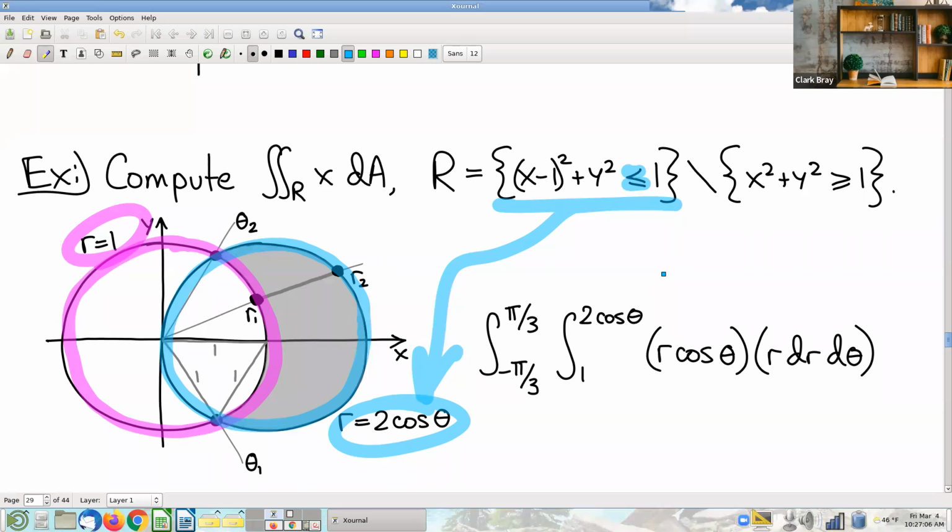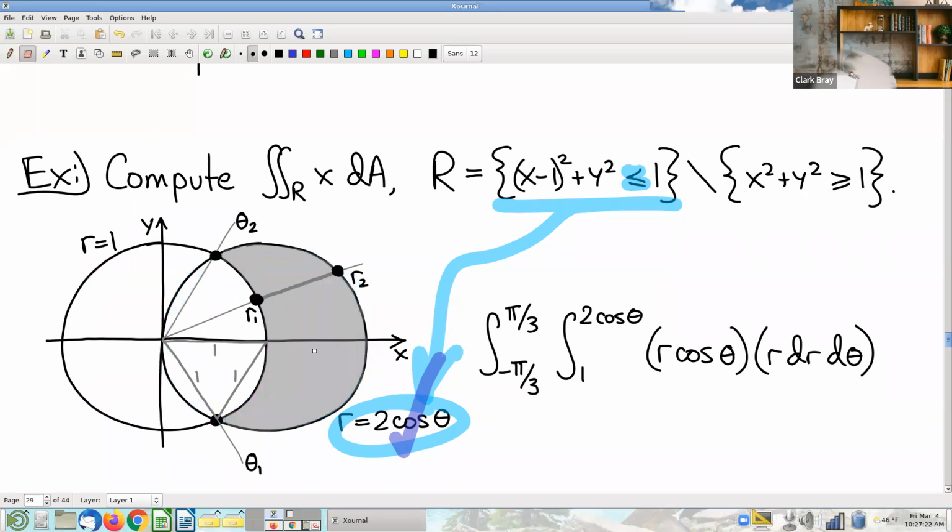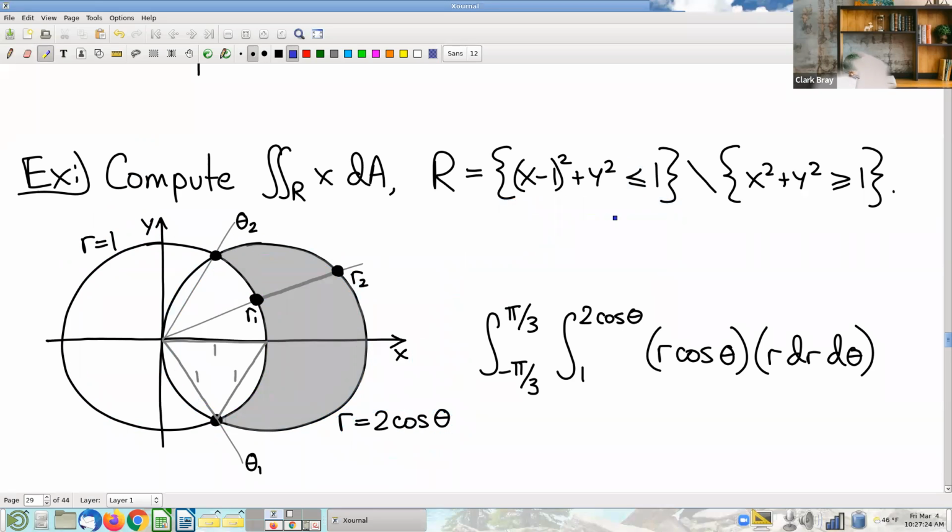And you could proceed by saying, well, I want to find, for example, my upper bound for theta. My upper bound for theta is based on that point right there. That point is where both of these equations apply, and then you can solve for theta. And that's fine. It'll get you to the right answer. But do notice that there's a much easier way.